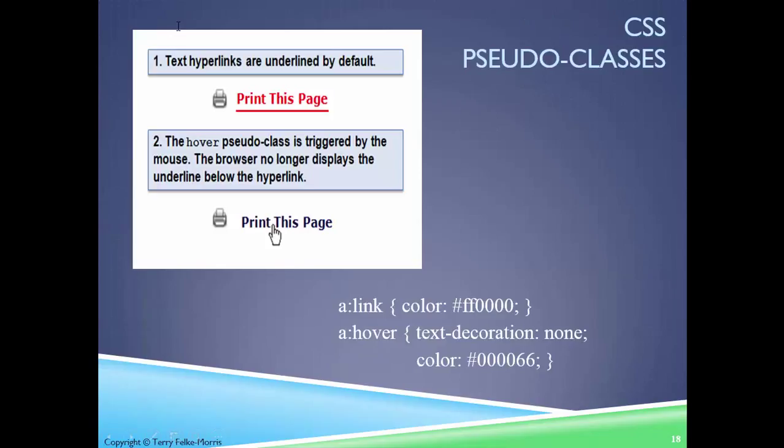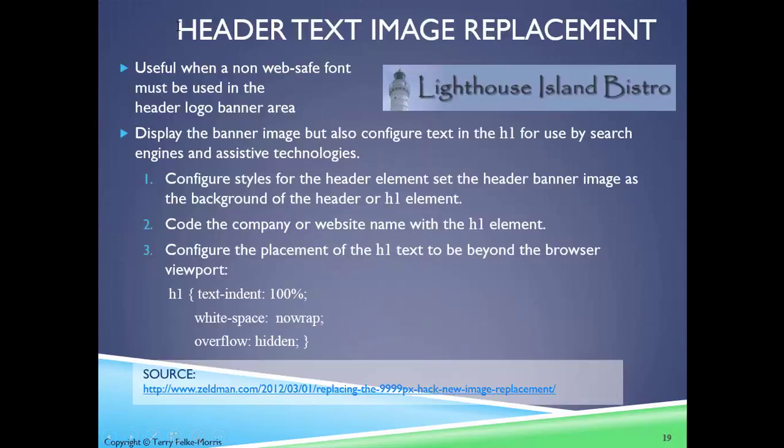All right, there's an example. Print this page. Text hyperlinks are underlined by default, but if you want to, you can turn it off. We just looked at that. And again, if you've got the hover class, you'll notice how it changes color. All right. So the pseudo classes are explained in a little bit more depth and breadth of coverage on 254 and 255.